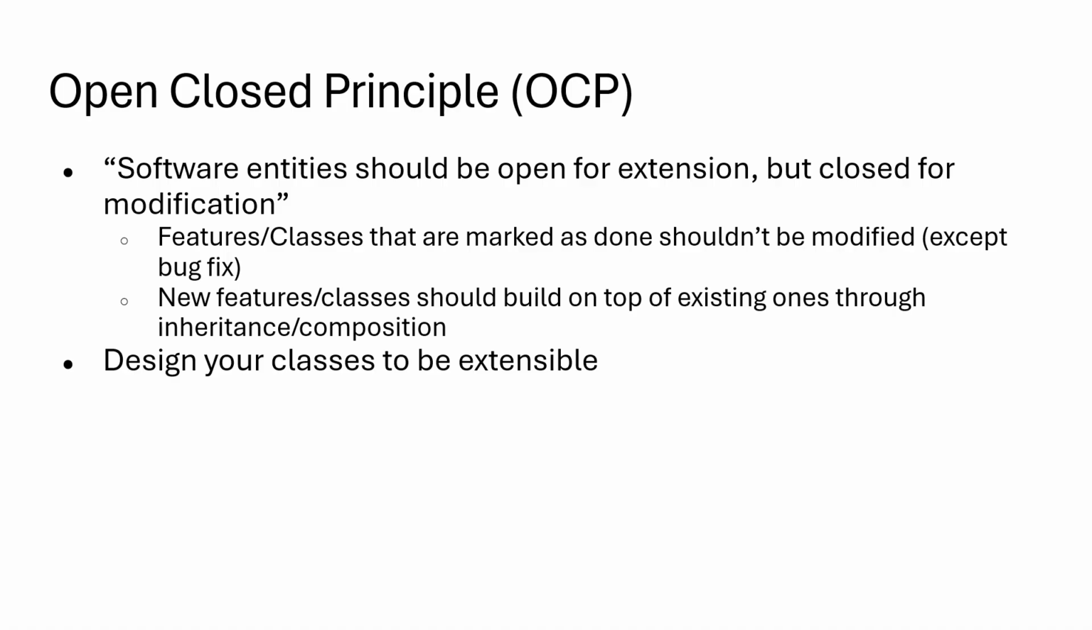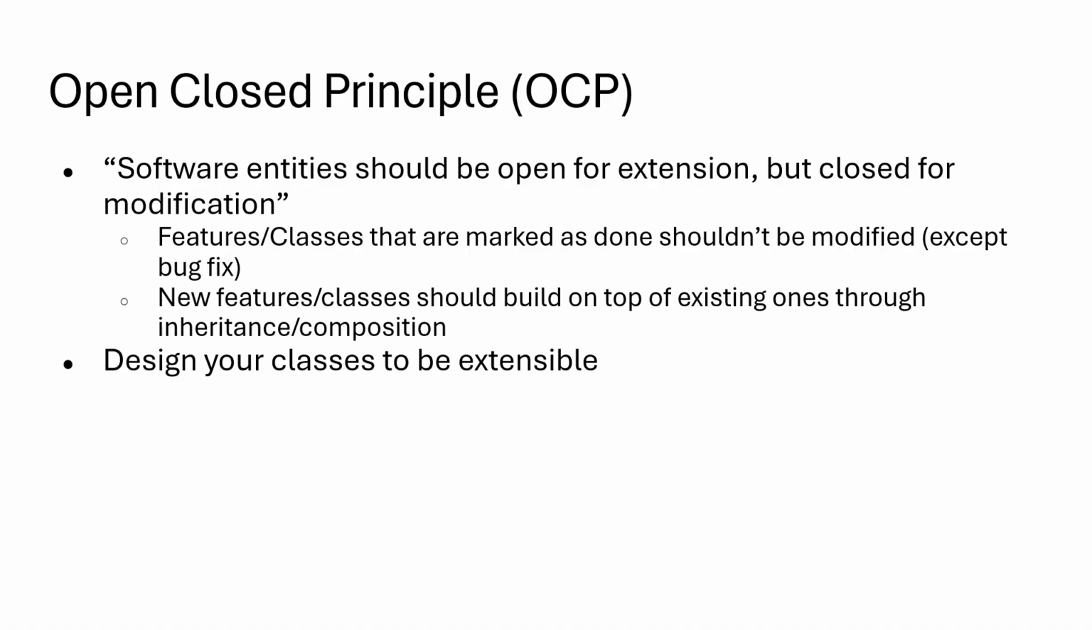What it means is that software entities should be open for extension but closed for modification. Basically, when you have a complete class, you don't want to modify it anymore. When you have a complete implementation of any kind of feature, you don't want to modify that feature. Unless there is a critical bug that needs to be fixed, and there is no way for you to fix it without modifying the class. But you should try to keep modification down to a minimum.